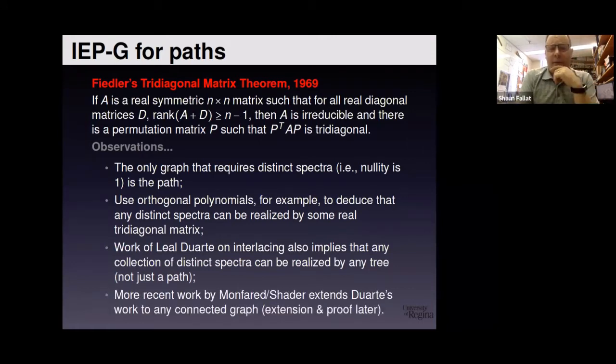And then Johnson and Saiago extended Duarte's work for trees to any connected graph. And then we worked a little harder to show that it's true for any graph. So for any graph, you can realize any set of n distinct numbers as the eigenvalues of some matrix in S of G, which maybe is not particularly surprising, but it turned out to be hard to actually work out.